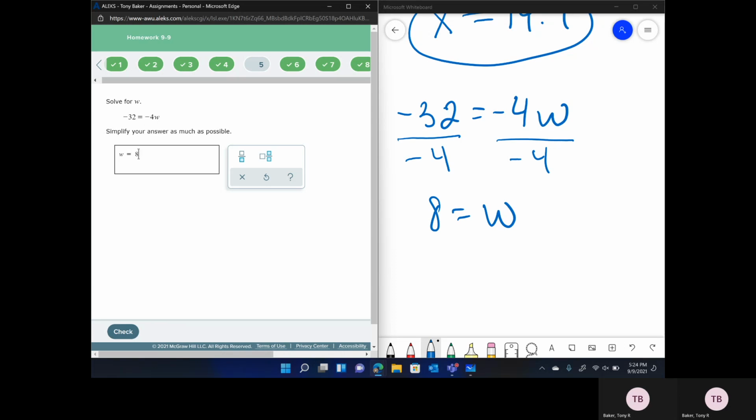And even though your answer over here was 8 equals w, w equals 8, still it's the same thing. You can swap them around.